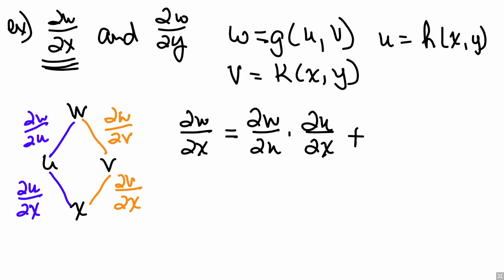Now on the right-hand side, it's going to be the partial of w in respect to v times the partial of v, excuse me, partial of v, not w, in respect to x. Any questions?